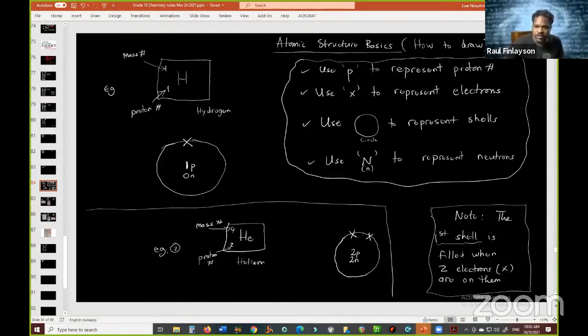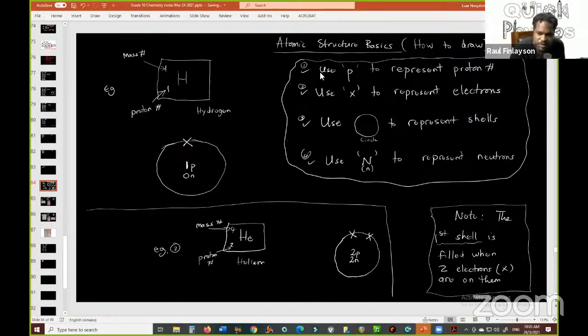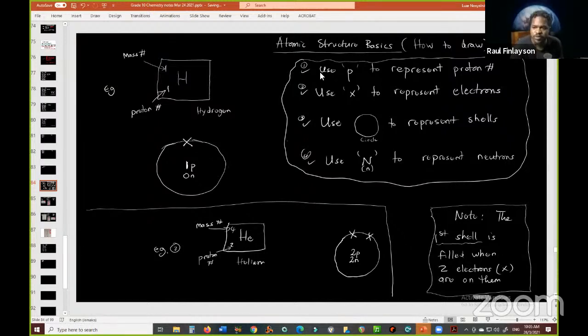Here are the rules then. In the box here, it says rule number 1, number 2, number 3, and number 4. How to draw the basic atomic structure. Use P to represent the proton number. Use X to represent the electrons. Use a circle to represent shells, and use N to represent neutrons.